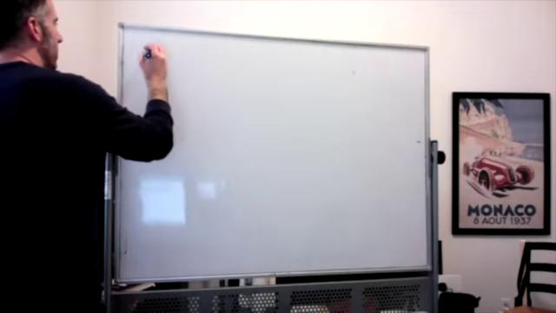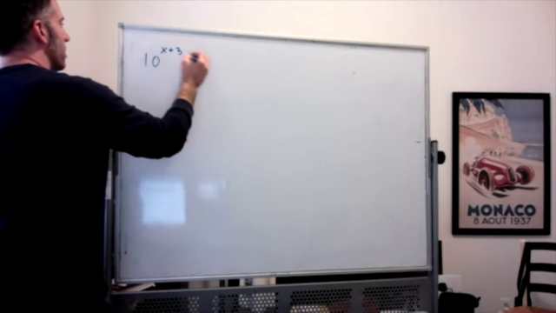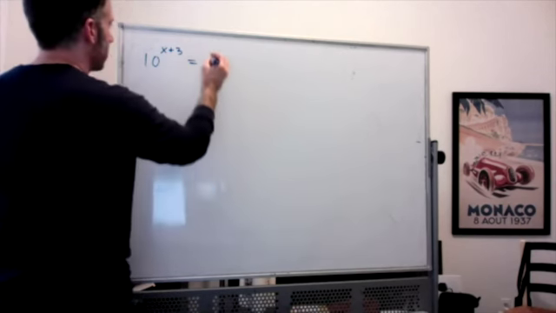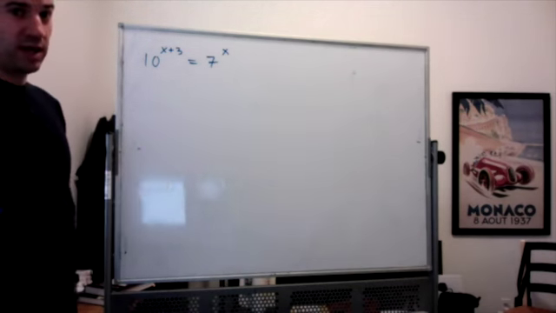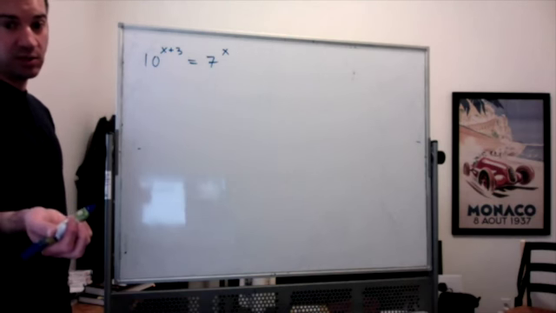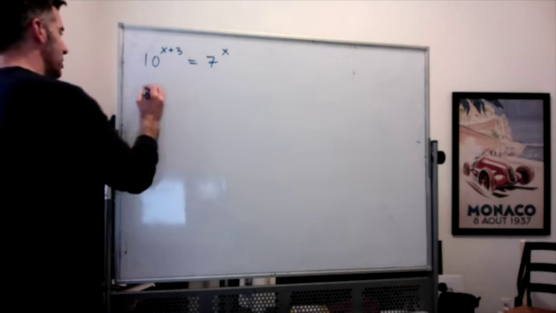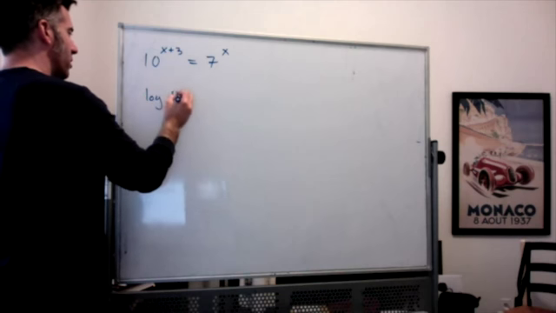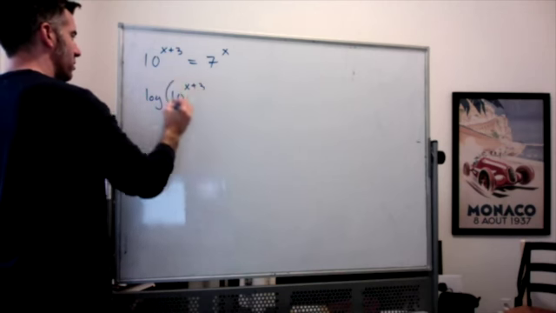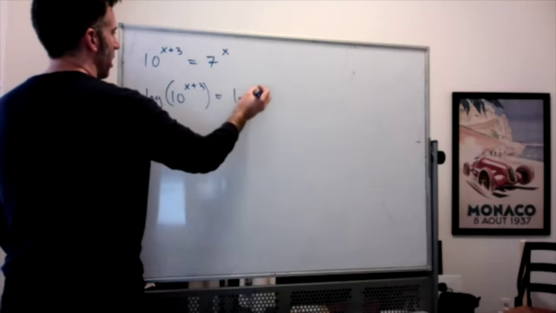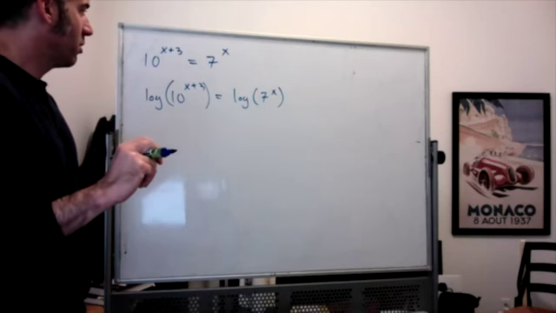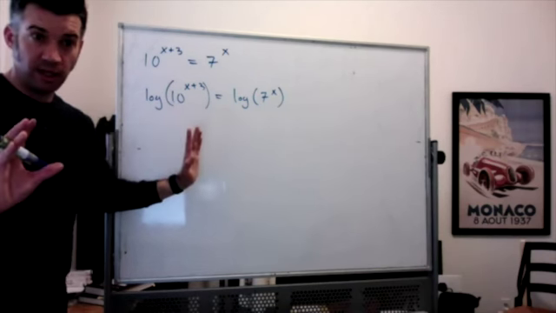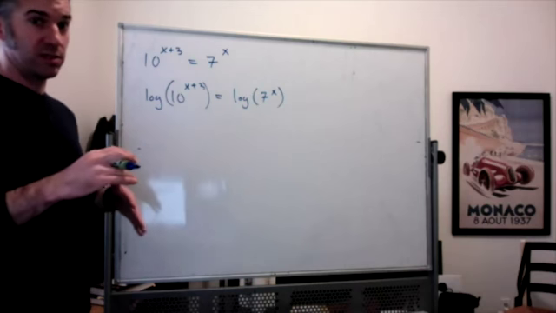Also, the next question: 10 to the x plus 3 equals 7 to the x. And here, specifically since we have a 10 as one of our bases, I'm going to use log base 10. So now log of 10 to the x plus 3 is equal to log of 7 to the x. Right, the base is 10. You can write base 10 if you want. You do not have to write base 10 if you don't want, but just be aware that the base is 10.